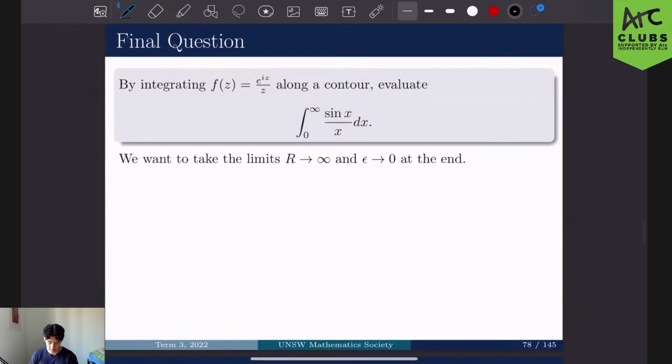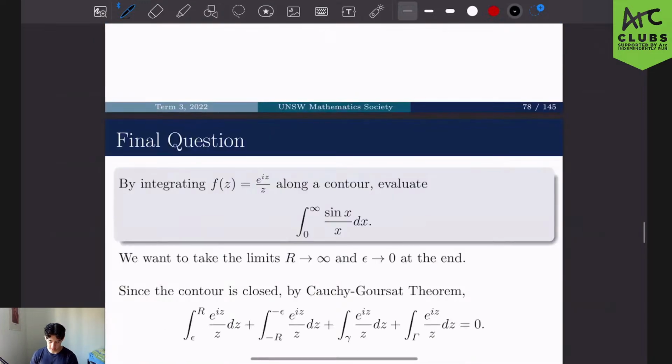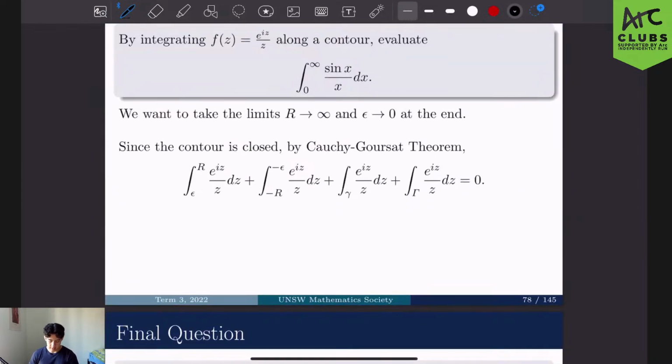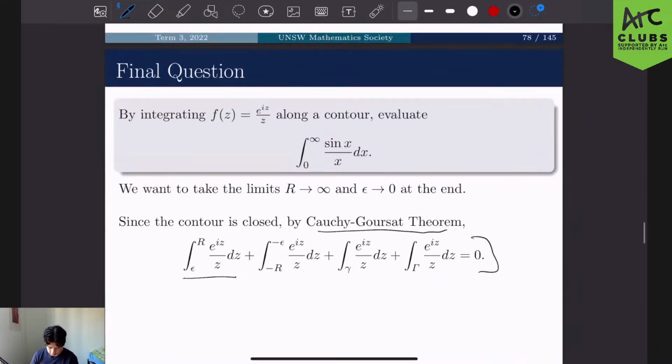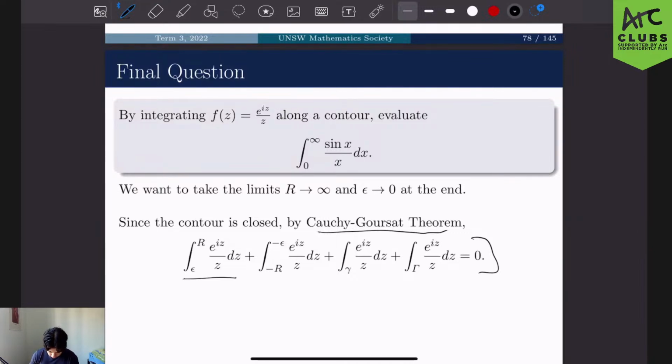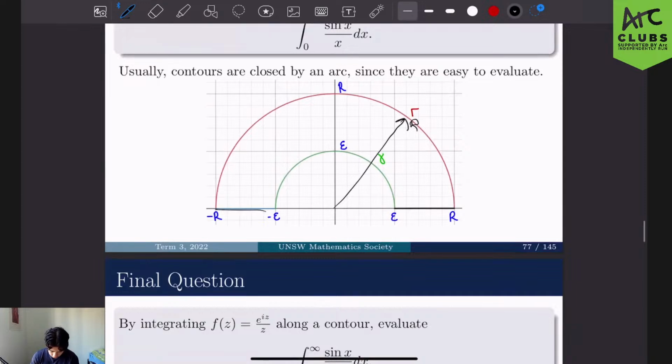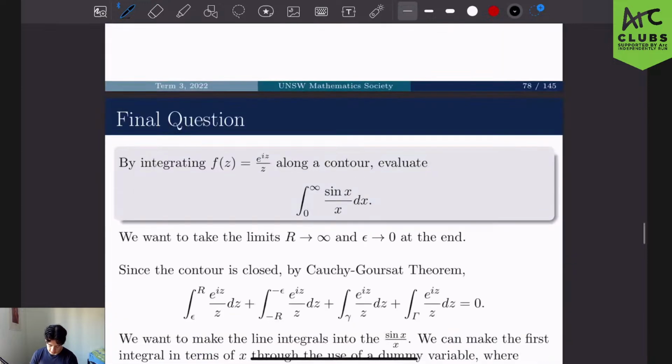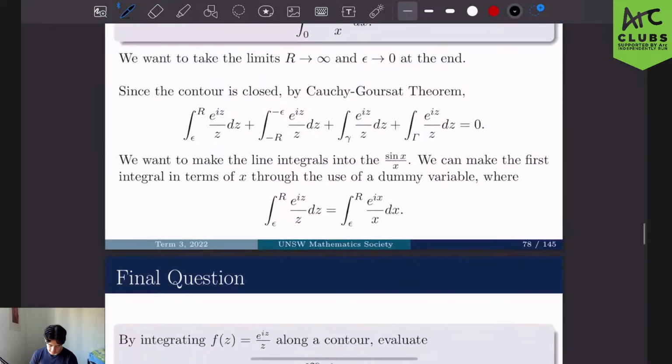As stated before, we want to take the limits as r approaches infinity and epsilon approaches 0 at the end. Since the contour is closed, we can use the Cauchy-Goursat theorem, which means we've split up the contour into different parts, and as a whole it will be equal to 0. Each part is split into a different integral, so we'll evaluate them individually.